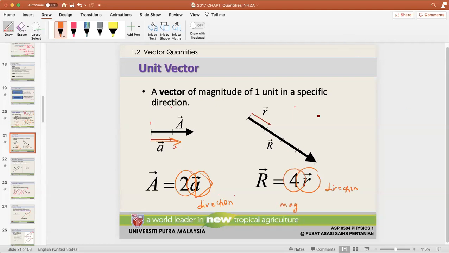Okay? So what if I want to describe a vector B? My internet, I don't know what's going on. Vector B is this way, and it is 3 units. So B vector, yep.